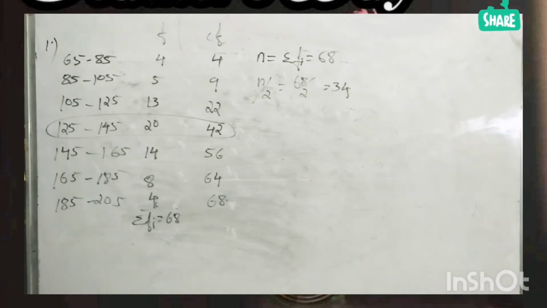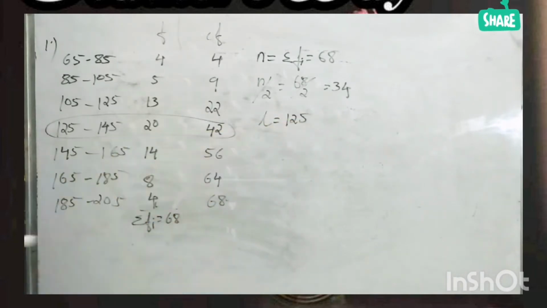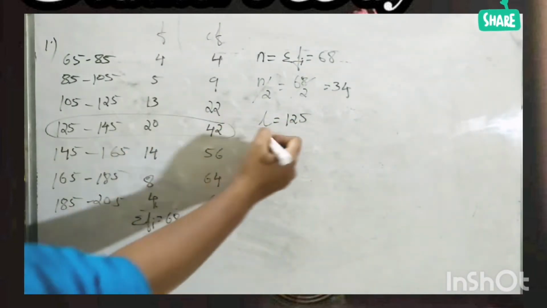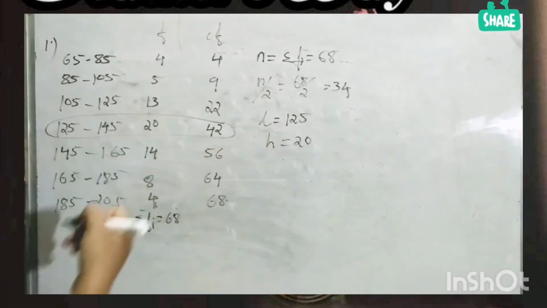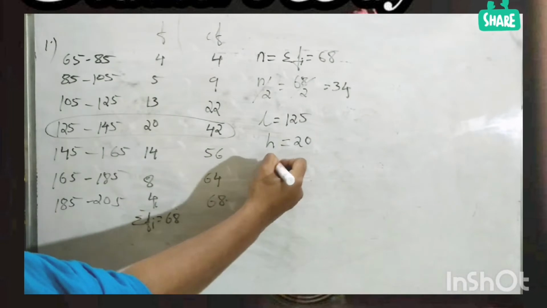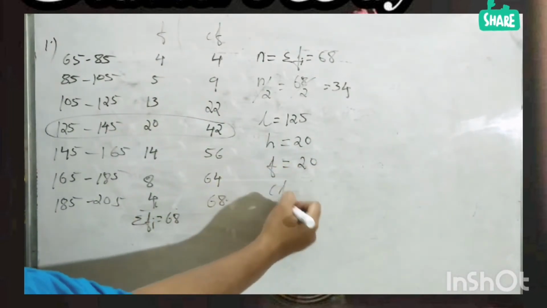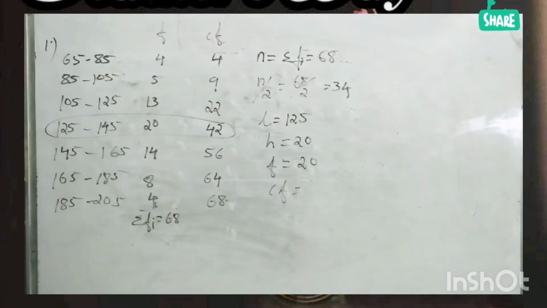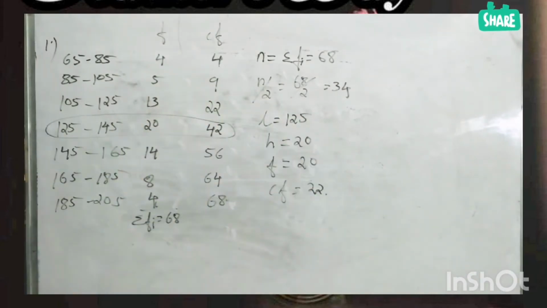Now, in our formula, L is equal to the lower limit of the median class, that is 125, and H is 145 minus 125, that is 20, the class size. F is the frequency of the median class, 20, and CF is the cumulative frequency of the class which is preceding the median class, that is 22. So we got all the information.